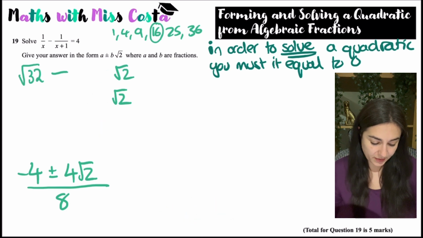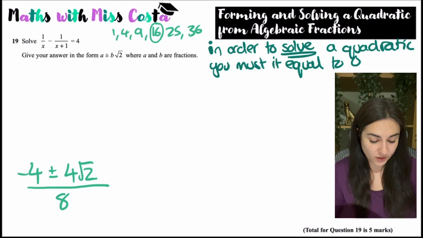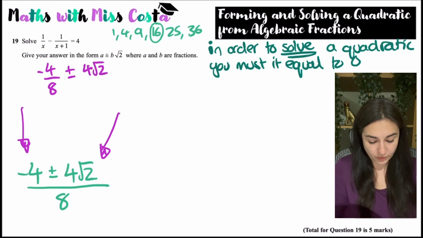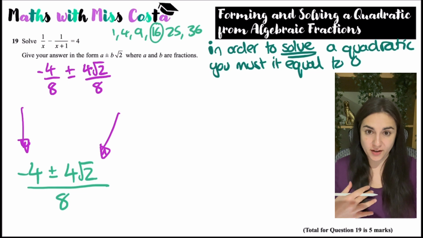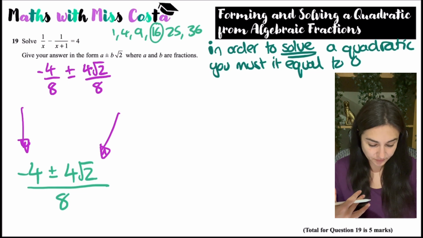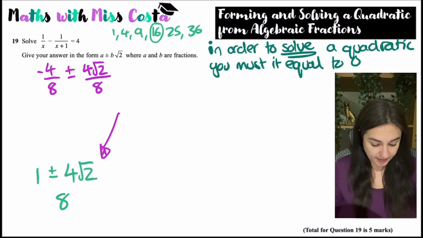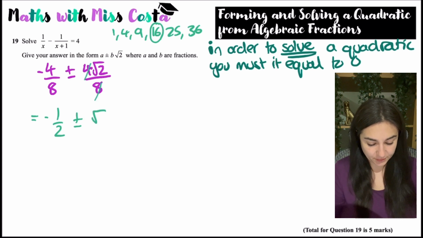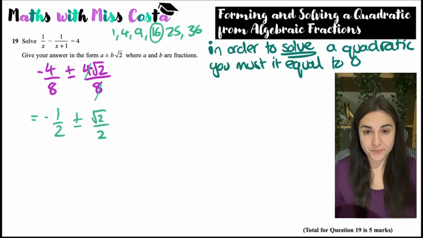And if you struggle a little bit with doing simplification, what you can do is just turn it into two fractions, okay? Just split it up. So you'd be left with -4 over 8 plus or minus 4 root 2 over 8, okay? You've just split it up. So, -4 over 8 is -1/2, and then 4 over 8 is 1/2, so that would be root 2 over 2.